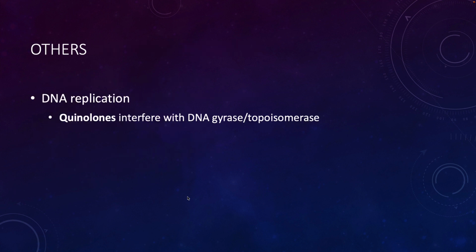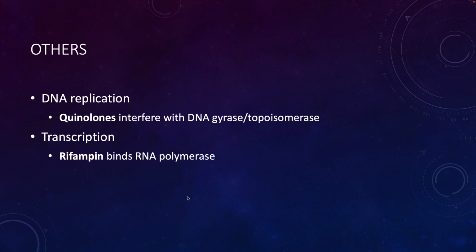Our quinolones affect DNA replication. They interfere with DNA gyrase or topoisomerase. So I want you to think about, what does DNA gyrase do during DNA replication? And so why would a quinolone affect DNA replication? So you need to think about that. Go back to genetics. How does DNA replication work? Specifically those enzymes.